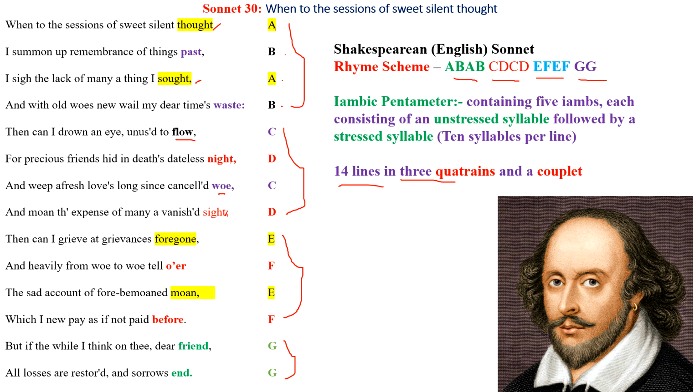So in this sonnet we see iambic pentameter. Iambic pentameter contains 5 iambs. Each iamb consists of an unstressed syllable followed by a stressed syllable. So in one line we see 10 syllables, 5 unstressed syllables and 5 stressed syllables. Total 10 syllables per line. So this is iambic pentameter.